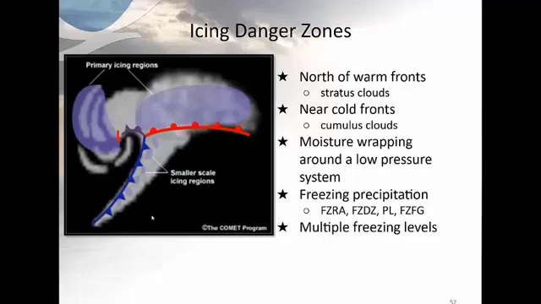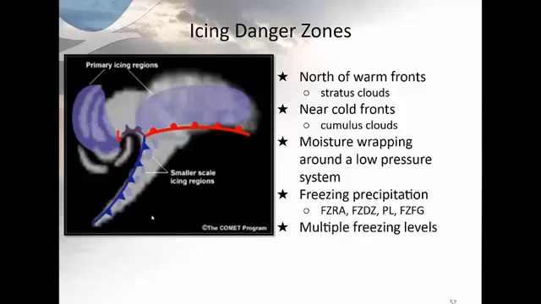Also near cold fronts, if you're very close to the front, you have that lift, and it can create cumulus clouds. That's where you start to get into your supercooled water drops, and you can accumulate icing there. Also moisture wrapping around the backside of the low pressure system. Usually you end up with some banding or some areas of precipitation there, and usually some cloud cover and icing as well.